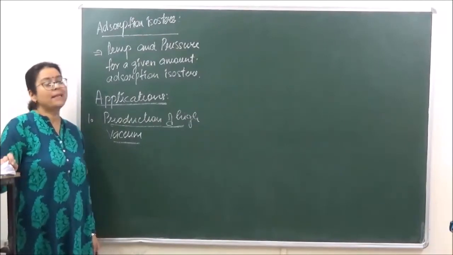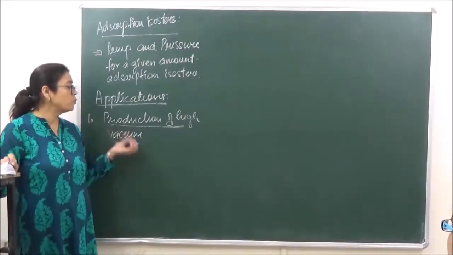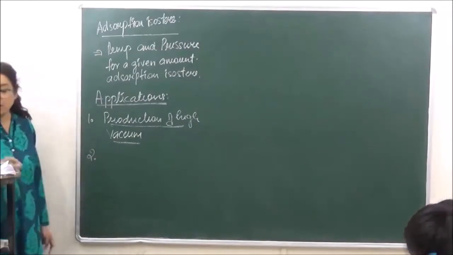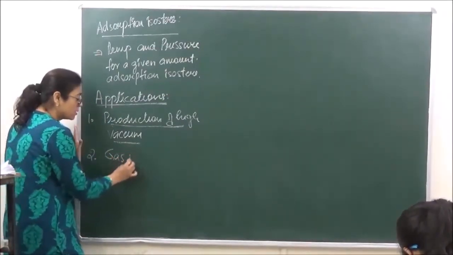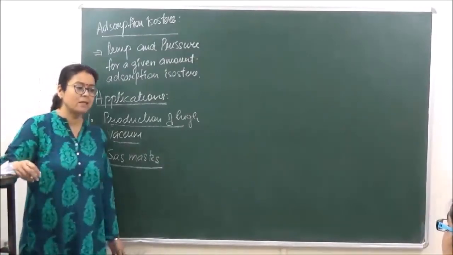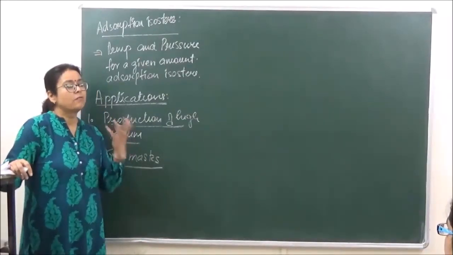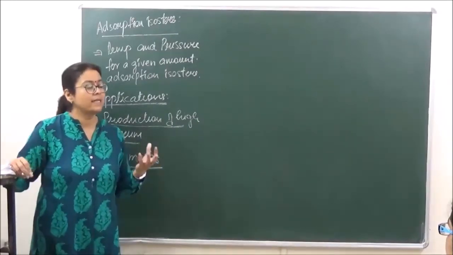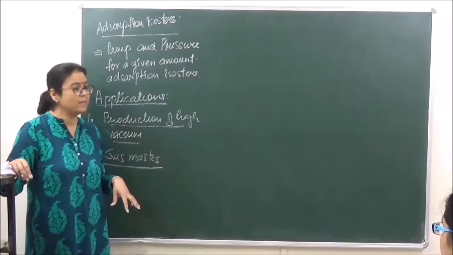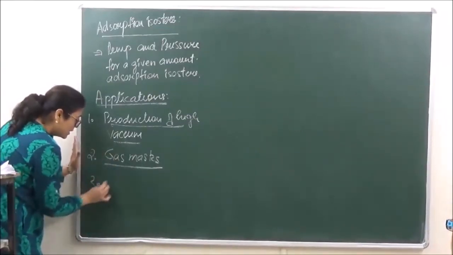Why vacuum? Because there are many reactions which take place in vacuum. So that is why, to produce a high vacuum, adsorption is involved. Then second is gas masks. This I have already told you. All the coal miners who are working under the earth's crust face many poisonous gases. The gas masks are again made of charcoal only. This charcoal has a tendency to absorb the poisonous gases, as a result of which the poisonous gases do not enter the body of the coal miners and they remain safe. Right? So gas mask is another distinct application.